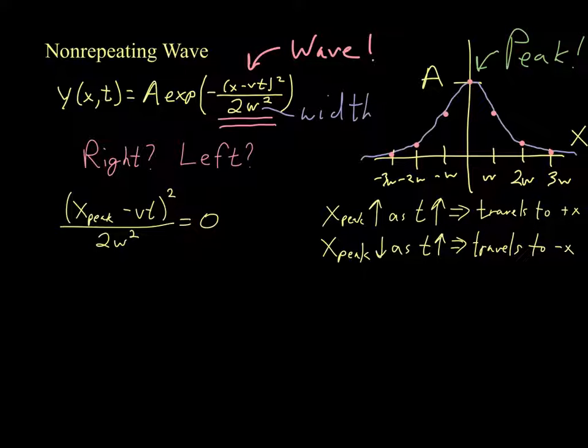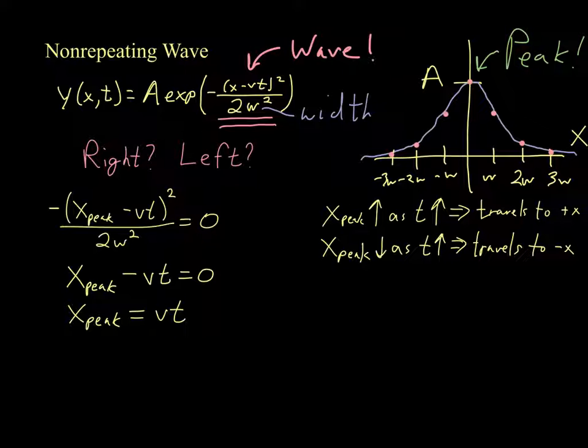So let's explore that. If we set the exponent equal to 0, that's where our peak is. So we'll set (x minus vt) quantity squared over 2w squared, with the minus sign out front, it doesn't matter, it'll cancel out anyway, equals 0. Now, this whole quantity is 0 when the numerator is 0, so x peak minus vt has to equal 0. Now we just add vt to both sides, and we see that x peak equals vt.